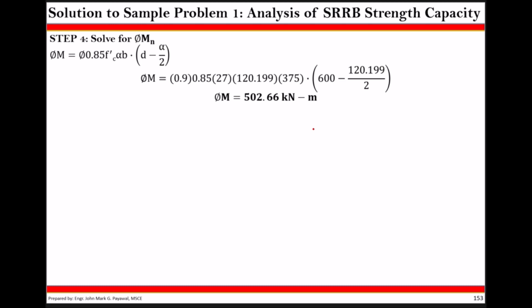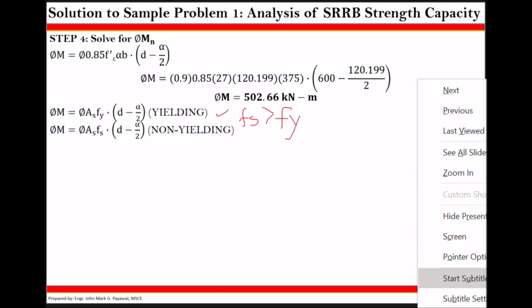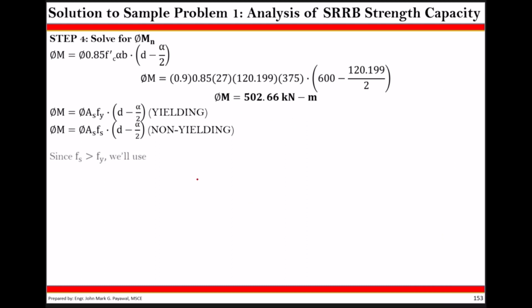As I've mentioned a while ago, you can also compute your design strength in terms of tension. How do we do that? We can either choose AsFy or AsFs for tension, but we need to apply the condition, since we have proven that Fs is greater than Fy. That means it is yielding. If it's yielding, we will use that working equation. Since Fs is greater than Fy, we will use this value.